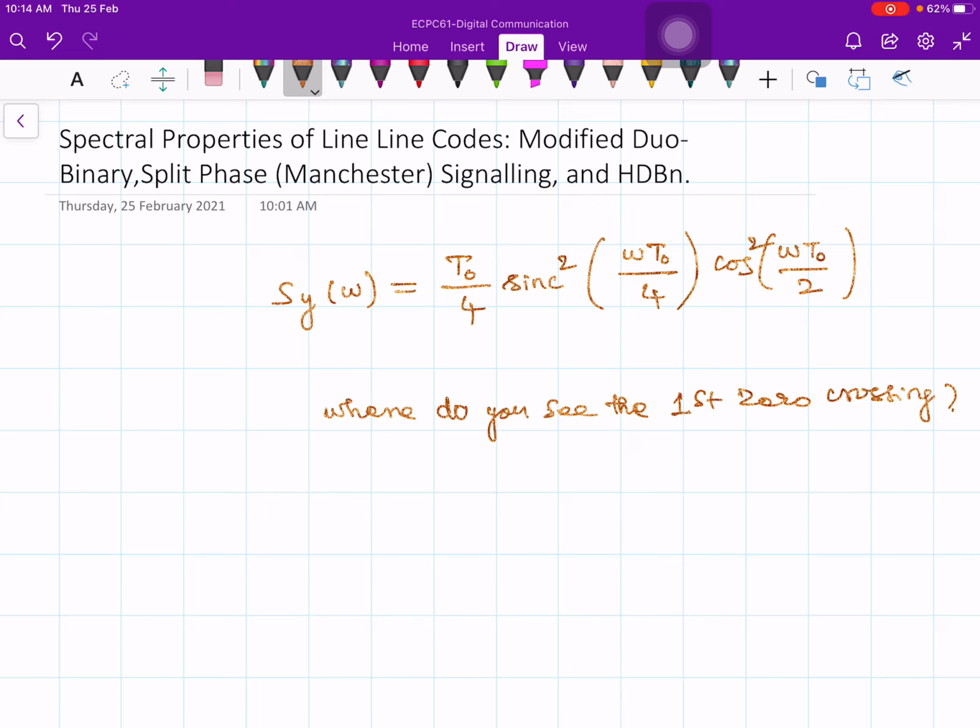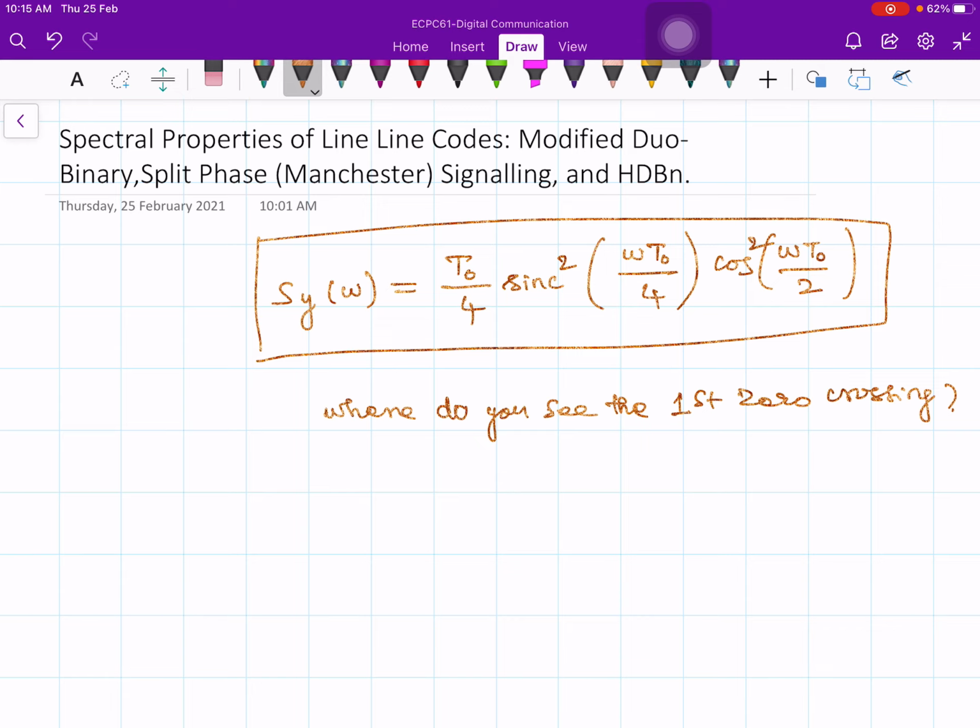In this lecture, let us discuss the spectral properties of line codes, that is modified duobinary code, split phase, also called Manchester signaling, and HDBN. Now in the previous lecture we derived the power spectrum of duobinary signaling. In that we said the bandwidth is f0 by 2. That is, if you plot the spectrum, the first zero crossings. So where do you see the first zero crossing?